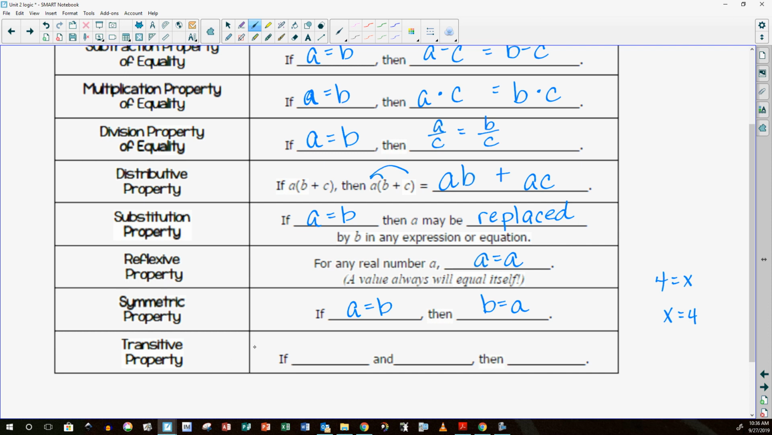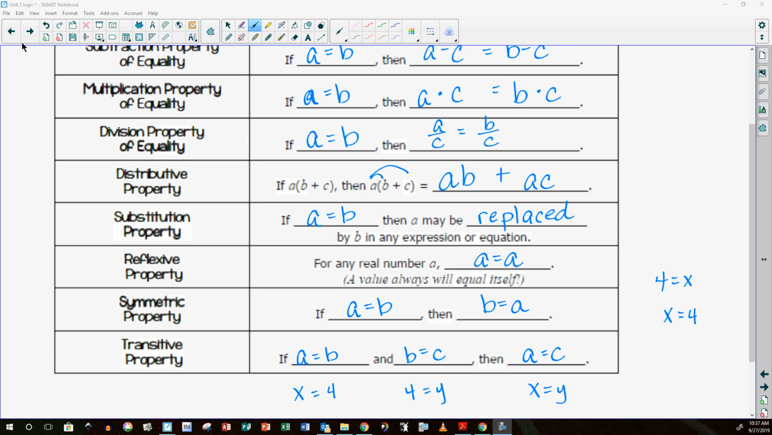Transitive property, this one's pretty popular. So if A equals B and B is equal to C, then what do we know for a fact? We know that A is equal to C. So if X is equal to 4 and 4 is equal to Y, then what do we know? That X is equal to Y. Exactly.